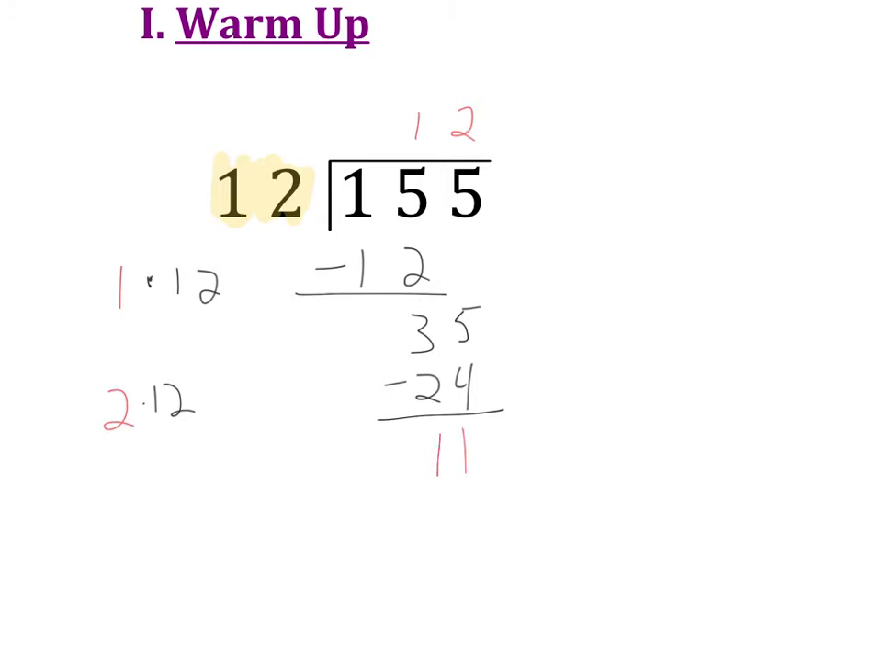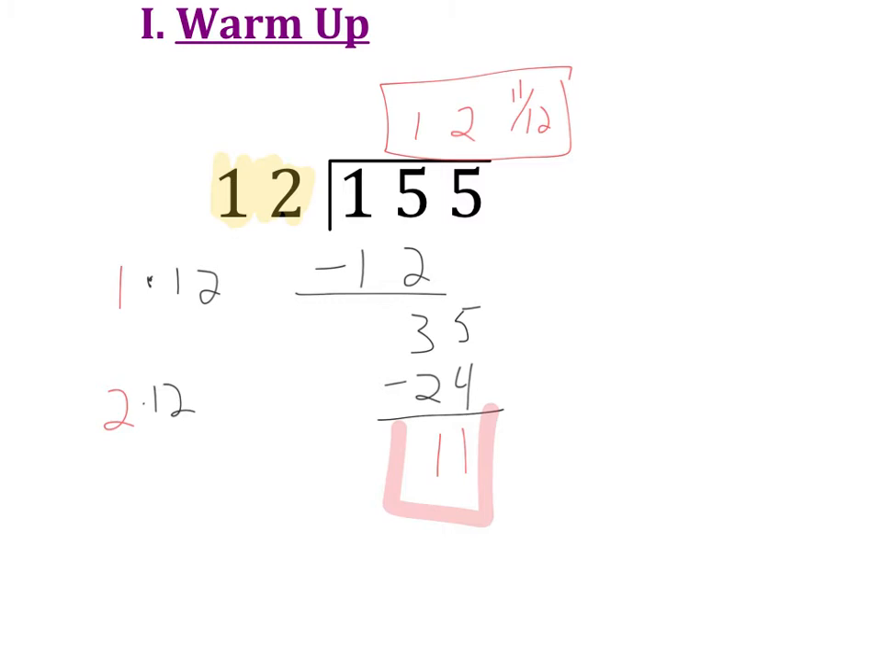Now, normally when you have probably seen this before, you would throw a decimal and a bunch of zeros at the end. But what we could say is that there's a remainder of 11. So we would write this as 12 and 11 twelfths would be our answer.